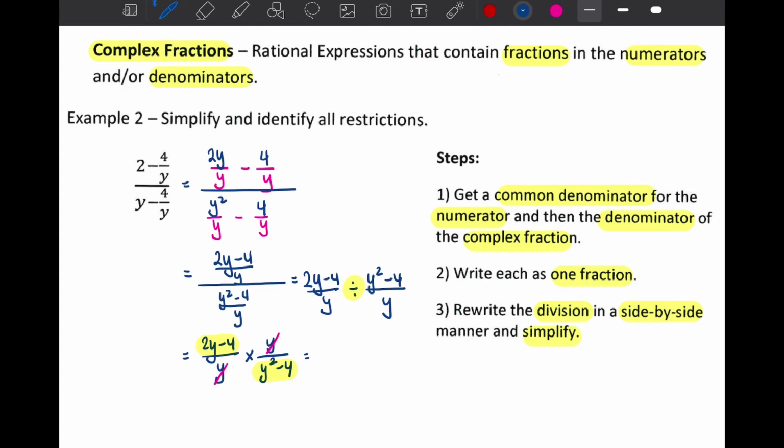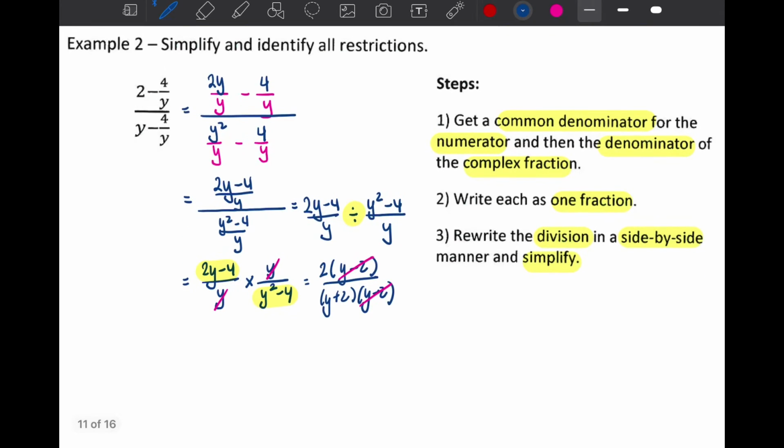So let's see what I can factor out. I can factor the 2 out. We're left with y minus 2 all over... This one is a difference of squares, so (y plus 2) times (y minus 2). And then we could simplify further by canceling these two. And then finally, we are left with 2 over y plus 2. So the non-permissible values would be y not equal to plus or minus 2 and 0.